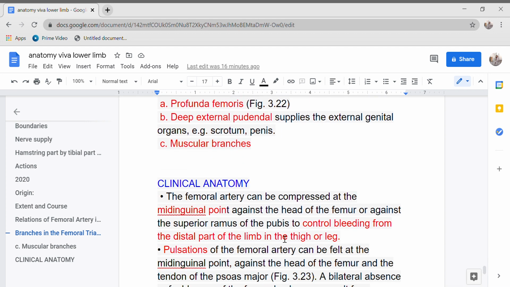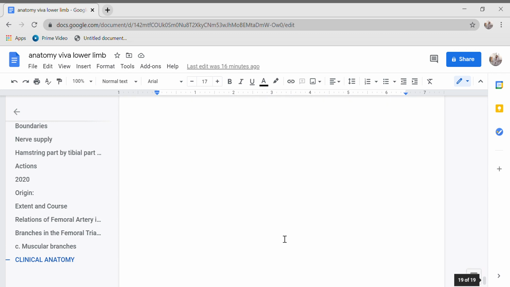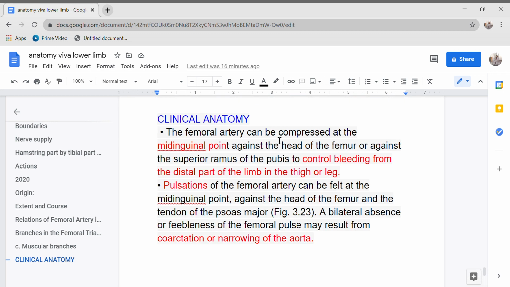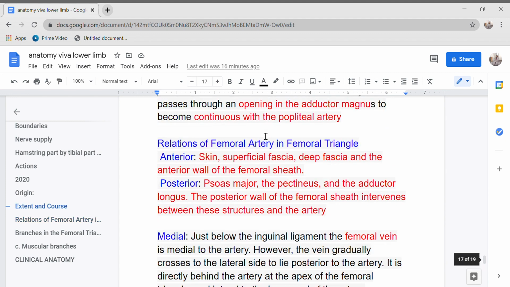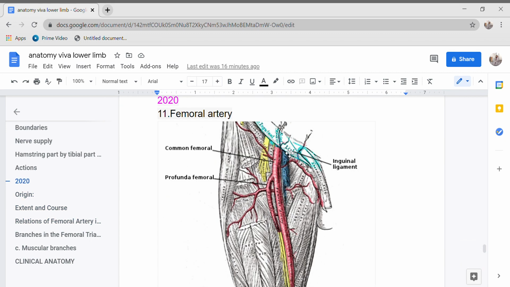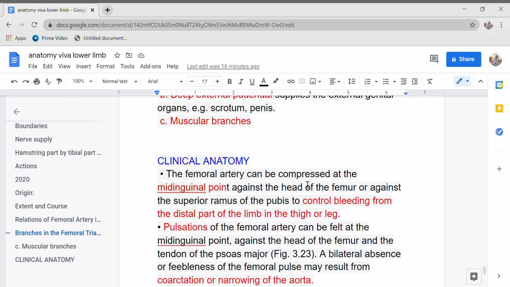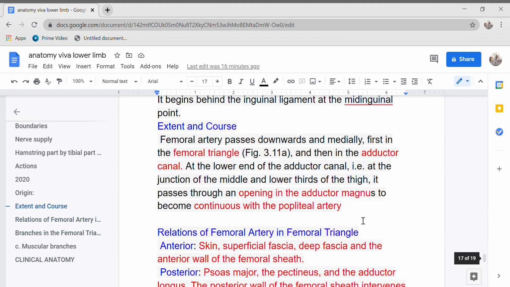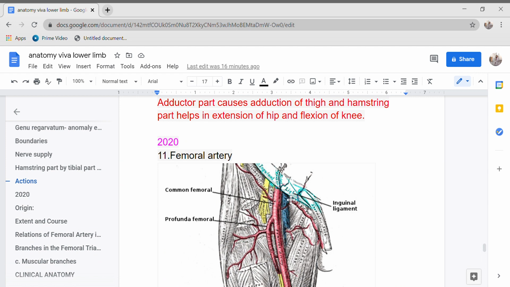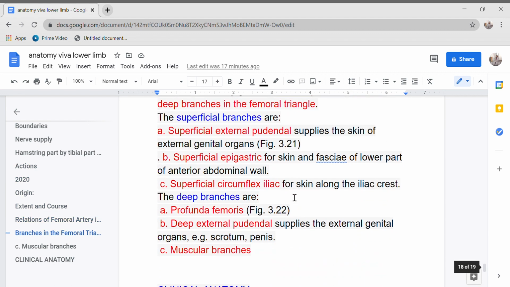Now clinical anatomy. You should know that the femoral artery can be compressed at the mid-inguinal point, against the head of the femur or against the superior ramus of the pubis, to control bleeding from the distal part of the limb in the thigh or leg. Against that bone you can compress the artery to stop bleeding from the distal part of the leg.